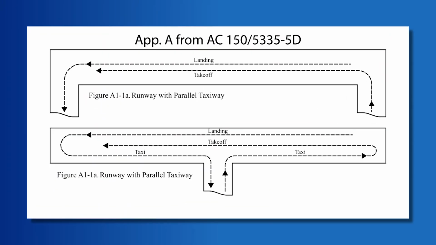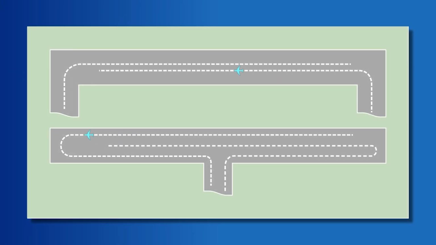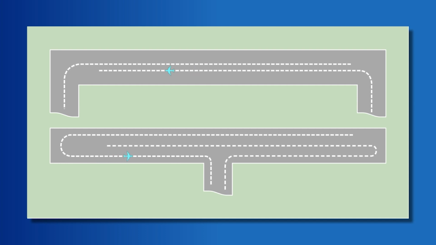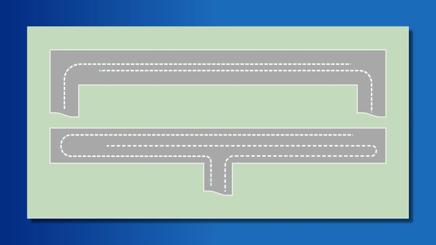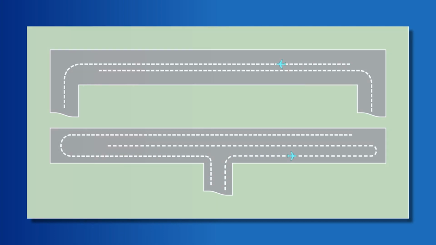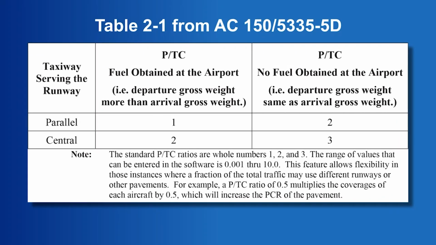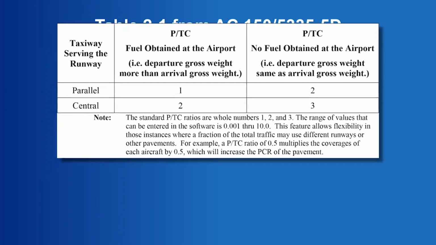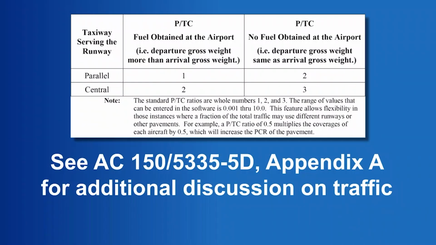Typically, arrival traffic weighs less than departing traffic. Because of this, only departures are considered in the analysis. When the weight of arrivals and departures is similar, there may be a need to adjust the traffic considered in the PCR analysis. This might occur when aircraft are not refueled or at airports where there is no parallel taxiway. See AC 150/5335-5D, Appendix A, for additional discussion on traffic.